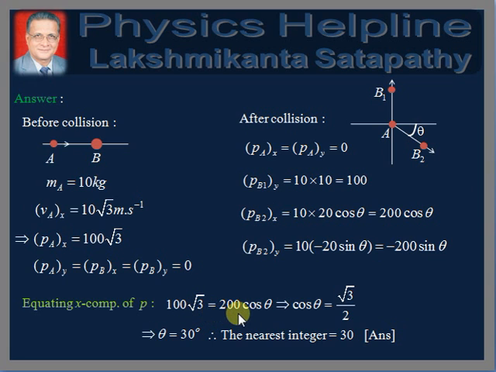Therefore, we get 100 root 3 is equal to 200 cos theta, which gives cos theta is equal to 100 root 3 divided by 200, which is equal to root 3 by 2, which implies theta is equal to 30 degrees. Therefore, the nearest integer is 30, which is the answer to the question.